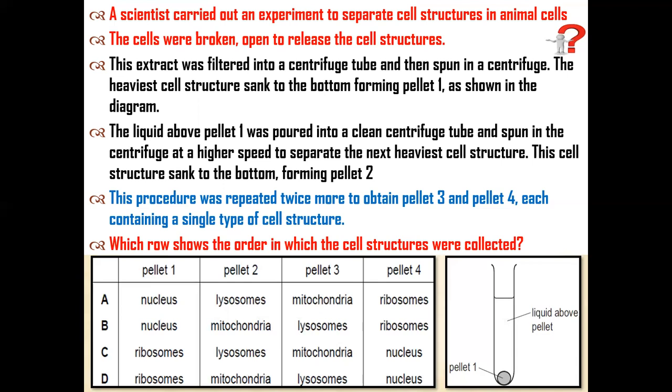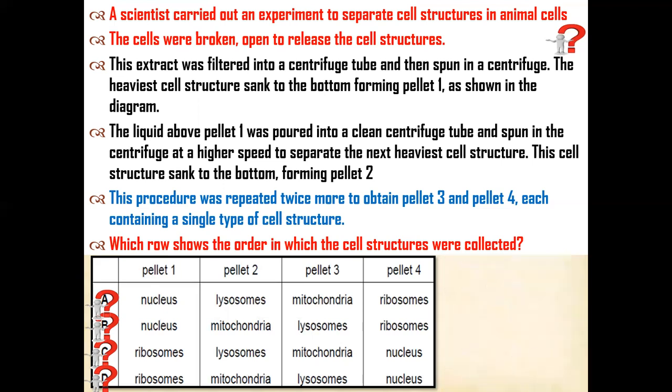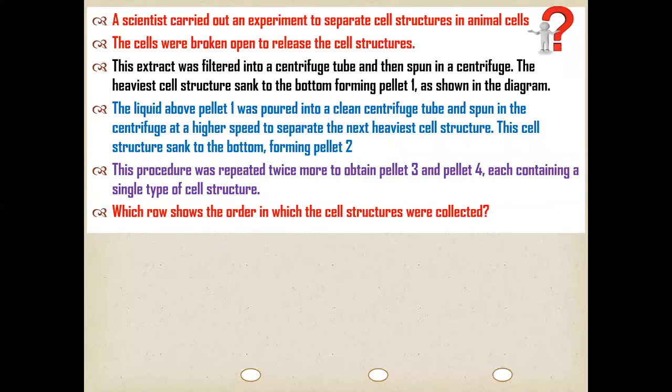Now in this question, the examiner is asking about the order of the different pellets, from heaviest to lightest. So first we are going to understand the sequence of this question and the procedure of this experiment. First we shall check the theoretical perspective of this question.